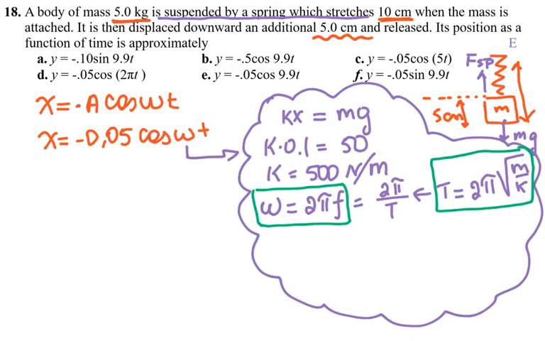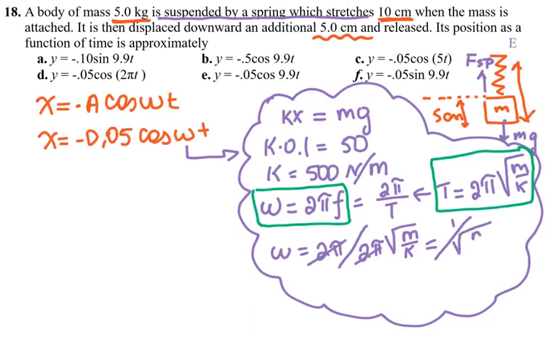So now I have to find my period first. Actually, let's not even plug in the period. Let's plug everything into the formula. So omega is equal to 2 pi, all of that divided by 2 pi times the square root of m over k. So 2 pi and 2 pi cancel, and I have 1 divided by the square root of m over k.